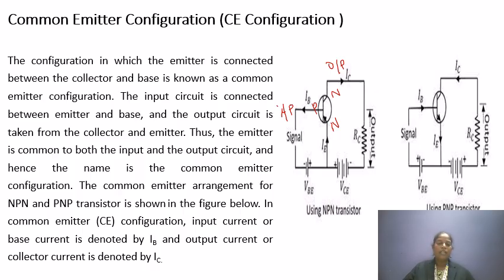So the configuration in which the emitter is common between the collector and the base is known as the common emitter configuration. The input circuit is connected between the emitter and base. The output is connected between the collector and emitter. So the emitter is acting between both the input and output, so it is called the common emitter. Here IB is the input current and IC is the output current.